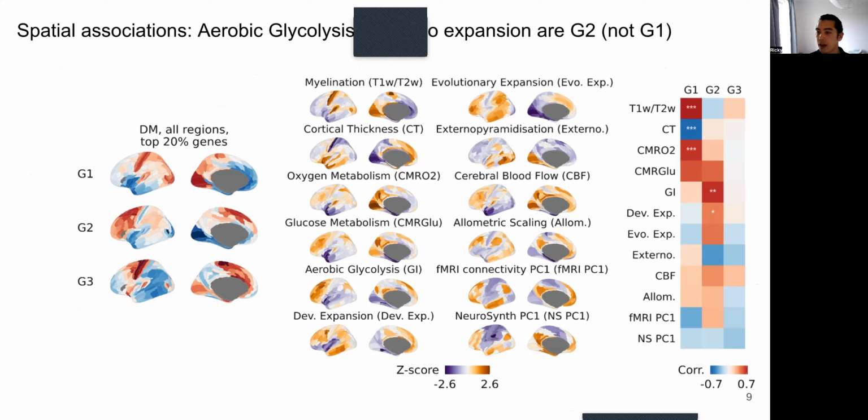And we see that, as was found previously, the T1 weighted to T2 weighted ratio, which indexes myelination, as well as cortical thickness and the oxygen metabolic rate are all very strongly correlated with the first principal gradient. But interestingly, aerobic glycolysis, as measured by the glycolytic index, as well as developmental expansion and evolutionary expansion, are much more correlated with the second principal gradient than the first principal gradient.